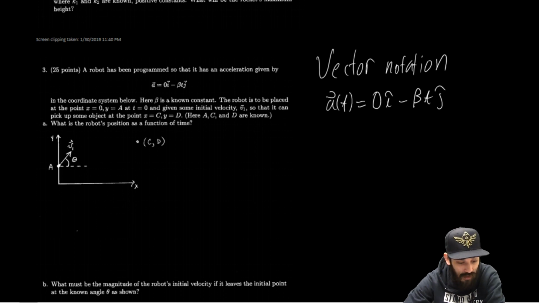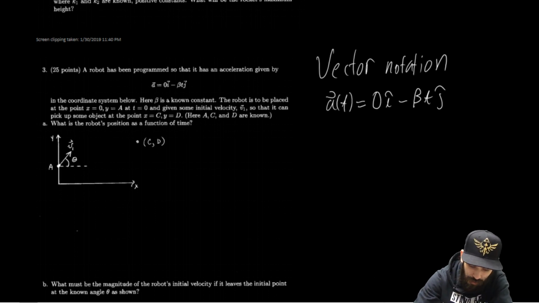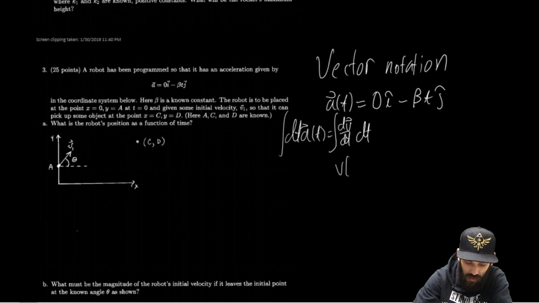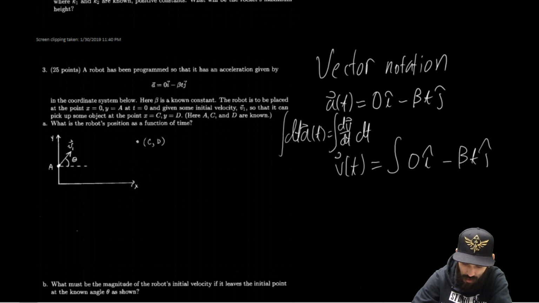And we want to find the position vector, but in order to do that, we're going to first have to find the velocity vector. And so we know that the acceleration as a function of time is equal to dv/dt. We want to get v, so we multiply both sides by dt, and then we integrate. So this says that v of t vector is going to be equal to the integral of 0 i hat minus beta t j hat times dt.